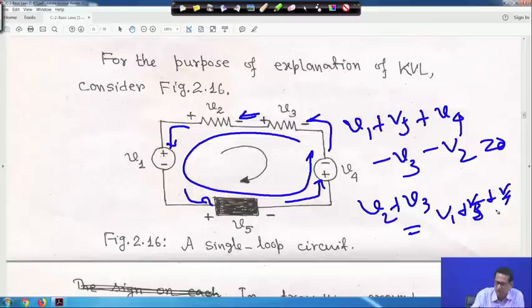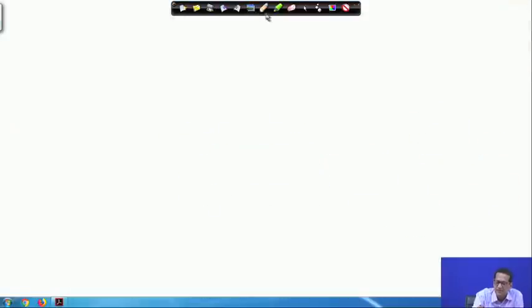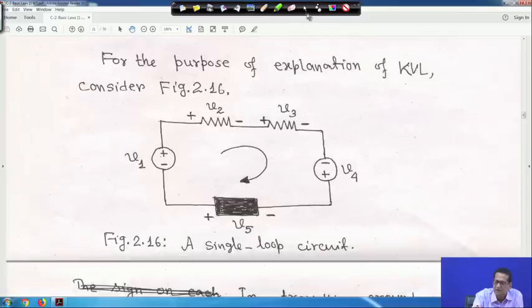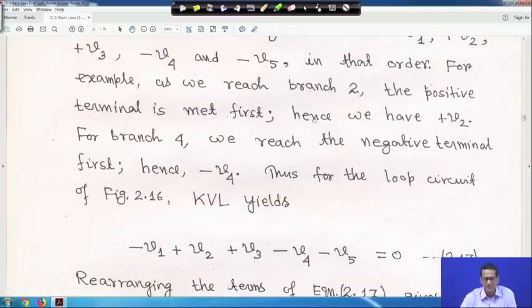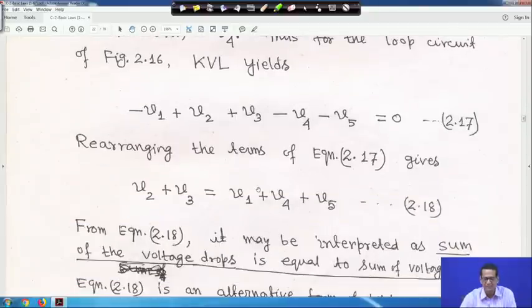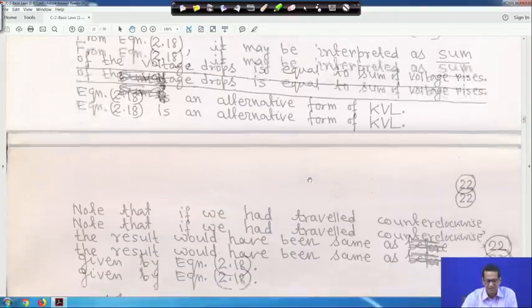So, let me clean it. Clockwise or anti-clockwise does not matter, you will get the same equations, an identical thing. Anti-clockwise I have not shown here, but I told you the same thing: V2 plus V3 is equal to V1 plus V4 plus V5.